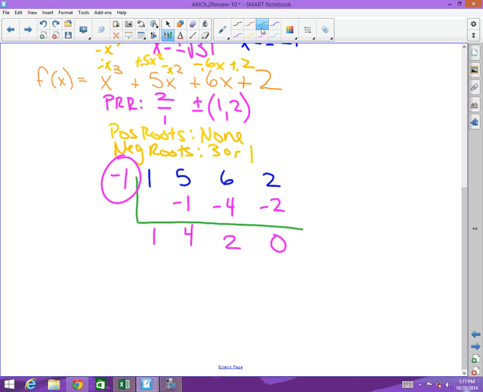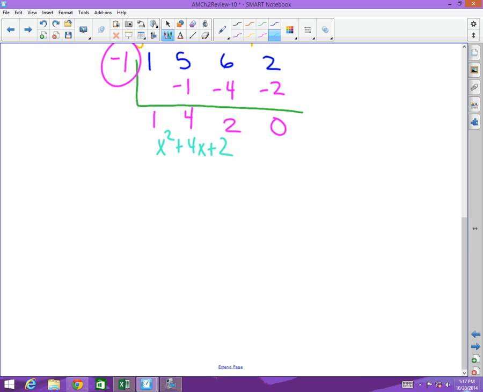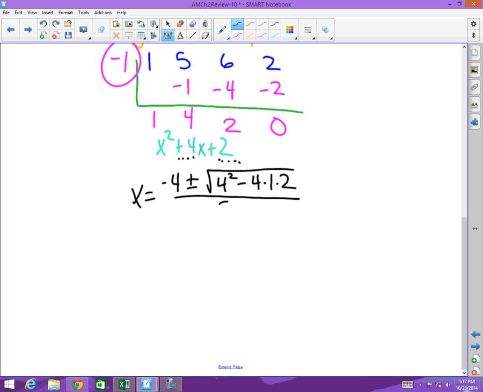Then you have x squared plus 4x plus 2 left. If you can factor it, you would do that. In this case you can't because there are no factors of 2 that add up to 4. So therefore you would have to use the formula and say x equals negative 4 plus and minus the square root of 4 squared minus 4 times 1 times 2 all over 2 times 1.